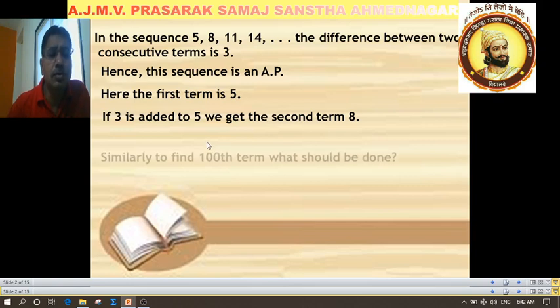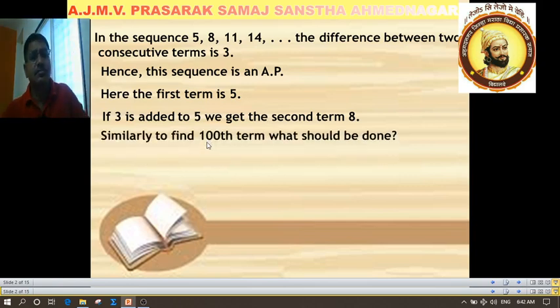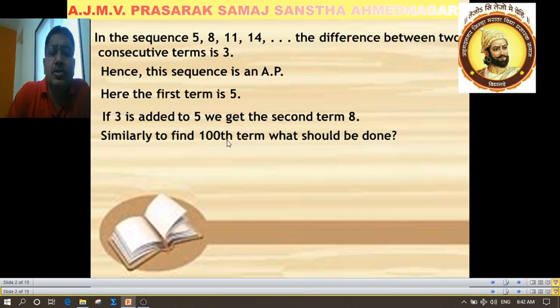So, question is, similarly, to find the 100th term, what should be done? Question is, what should be done? 100वे पद काढण्यासाठी काय करता येईल?